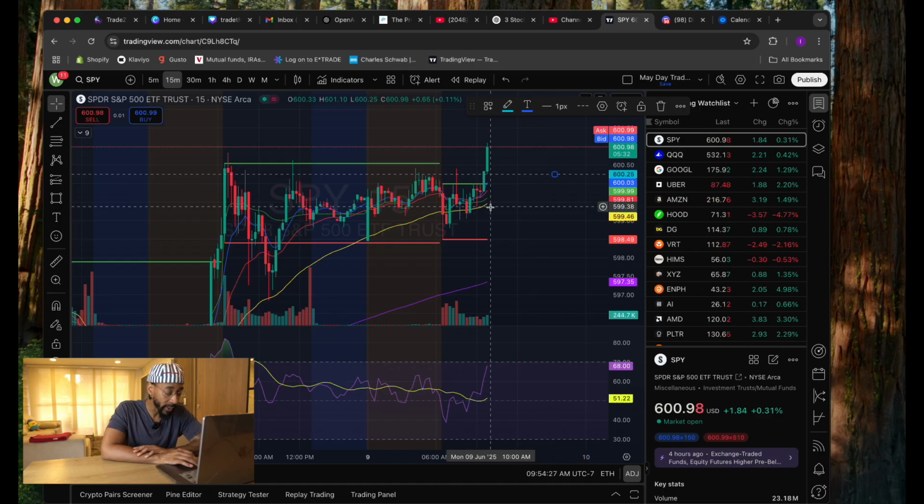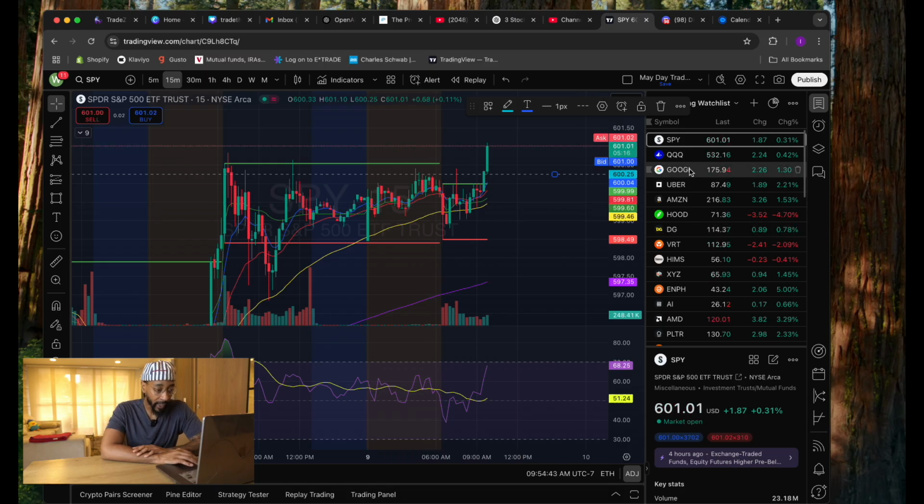There's something called a range. The range for today was 598 to 599.99. So the SPY was only moving a couple dollars up and down. You don't really want to take those trades because there's nothing going on.